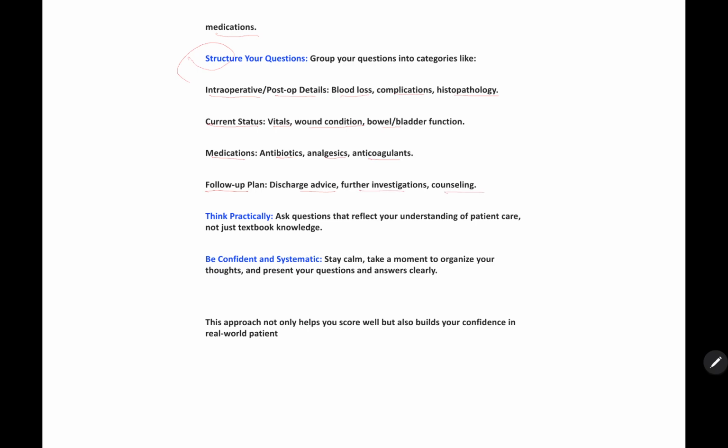All you have to do is structure it in your mind, and you have to ask if you find it reliable and relatable to the question. Think practically, ask questions that reflect your understanding of patient care, not just the textbook knowledge. Be confident and systematic. Stay calm, take a moment to organize your thoughts and present your question and answer clearly. This approach not only helps you score well but also builds your confidence with real world patients.